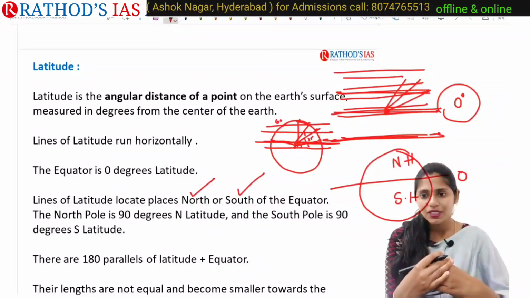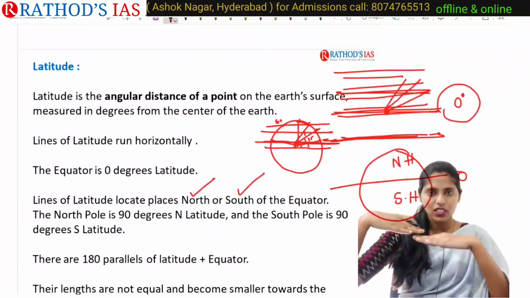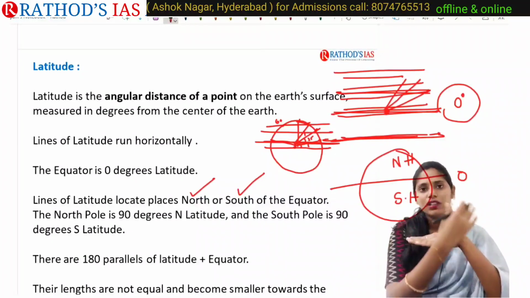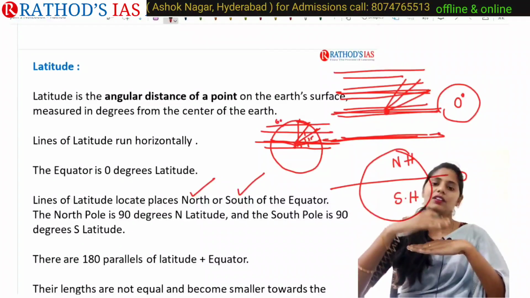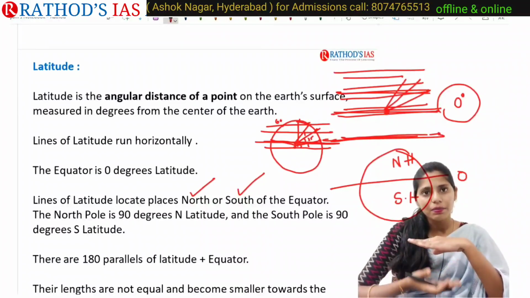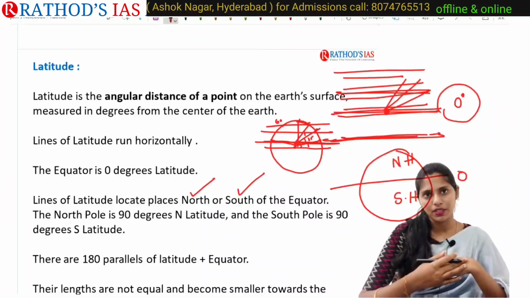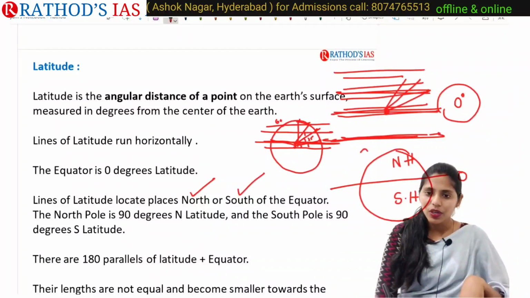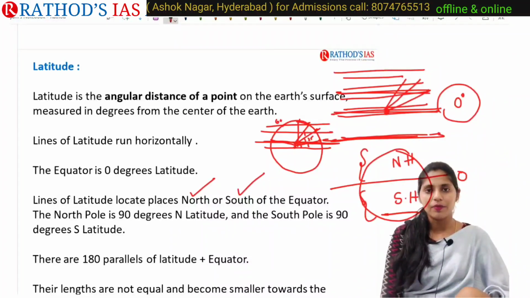So what is the northern hemisphere? This equator is a dividing line. The equator divides our globe into two halves. The upper part above the equator is called the northern hemisphere, and below the equator is called the southern hemisphere. This part will be our northern hemisphere, and below this equator is our southern hemisphere.